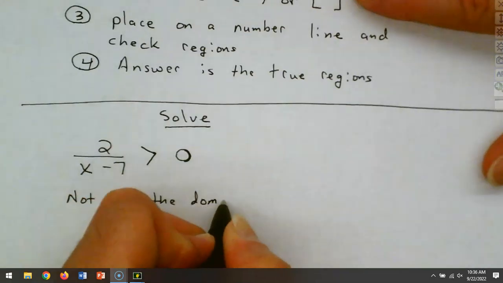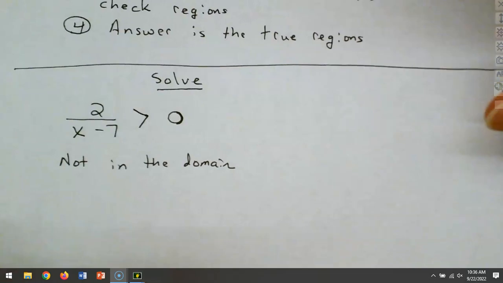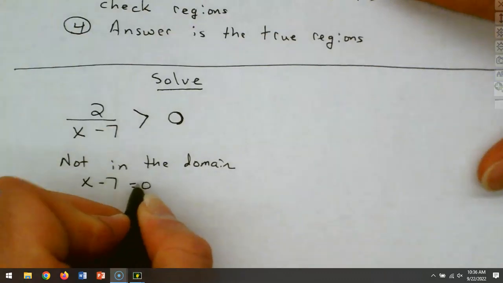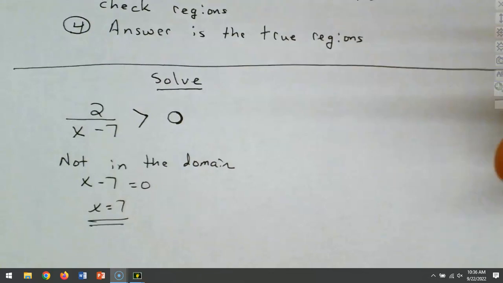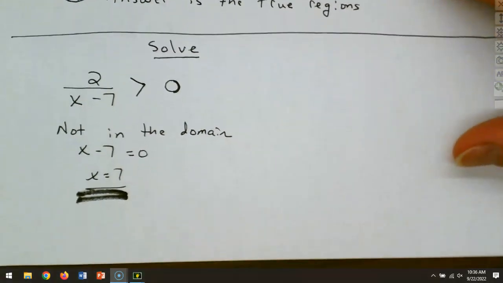If I look at a fraction, what number is not in the domain? Well, that's my division by 0, right? So what do we have? We have x minus 7 equals 0. So what number is not in the domain? 7. Okay, we've done those. We did those last time.